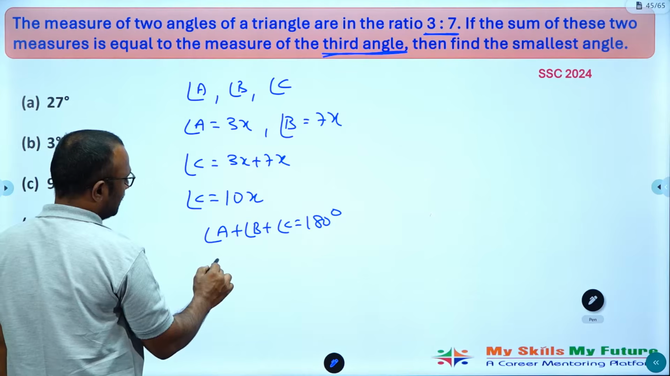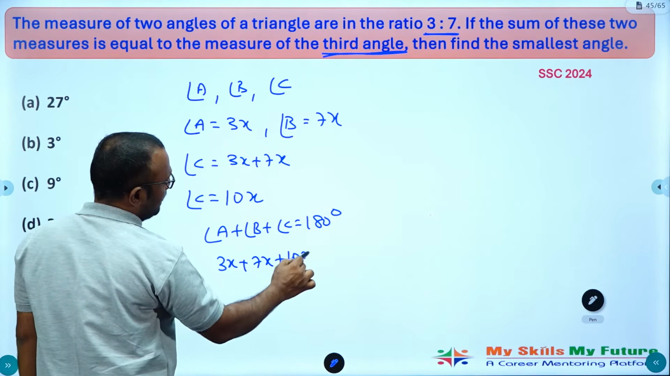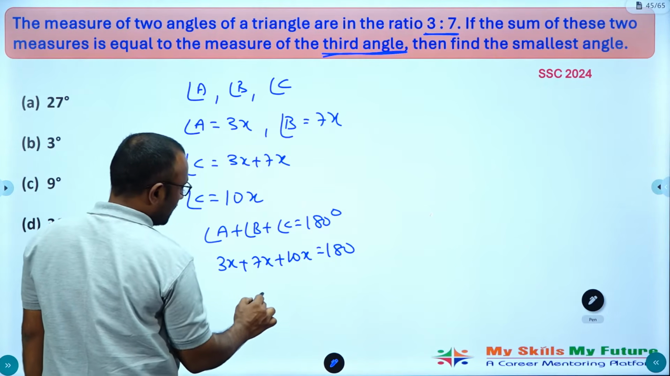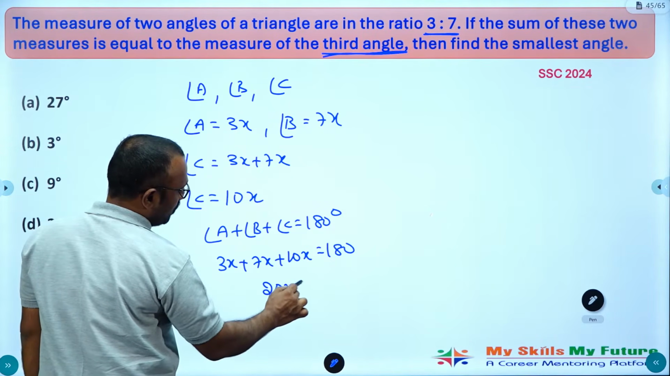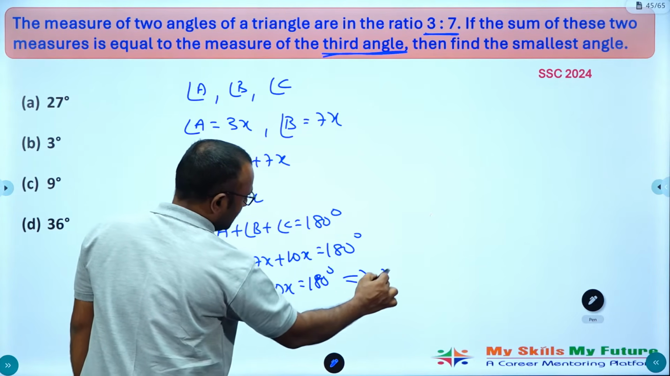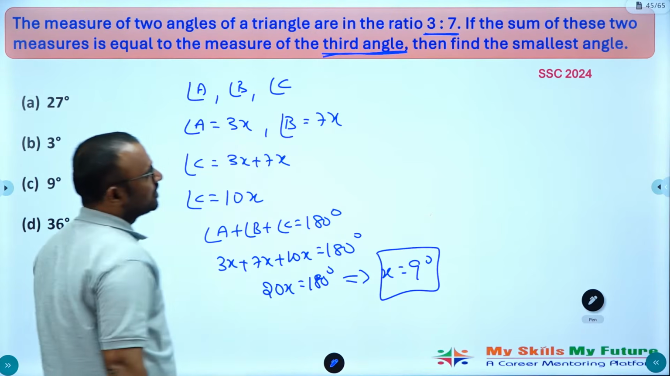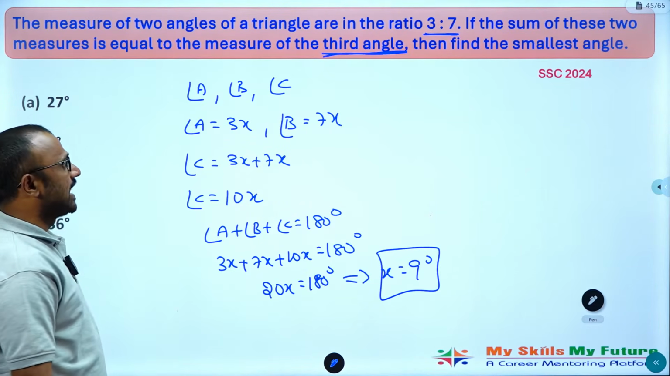So we can say that 3x plus 7x plus 10x is equal to 180 degrees. So 20x is equal to 180 degrees. Then x is equal to 9 degrees. What is our question? Find the smallest angle.